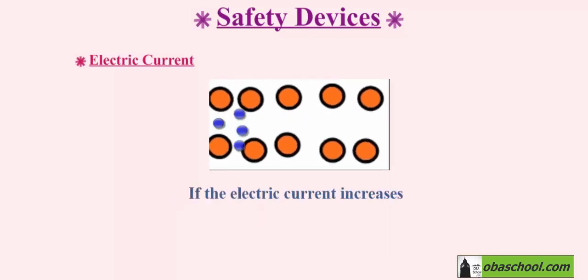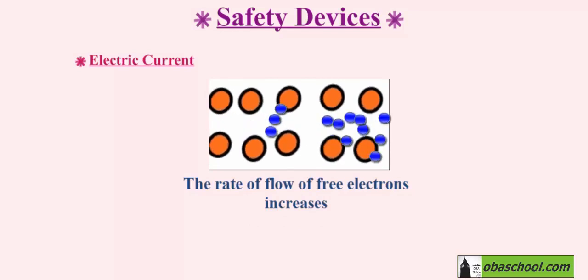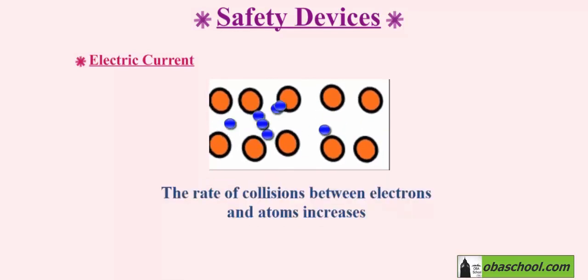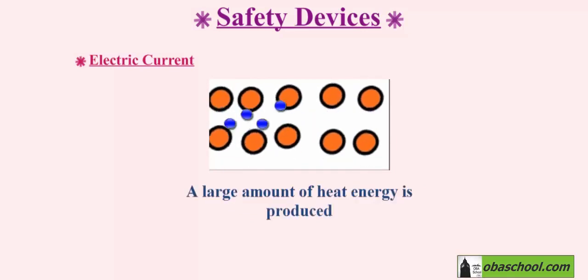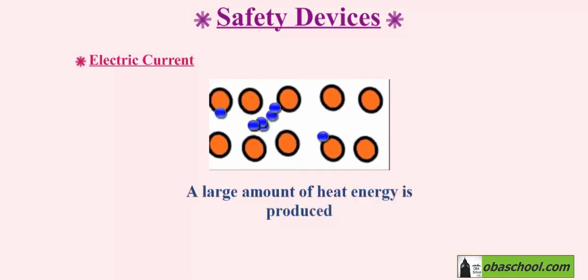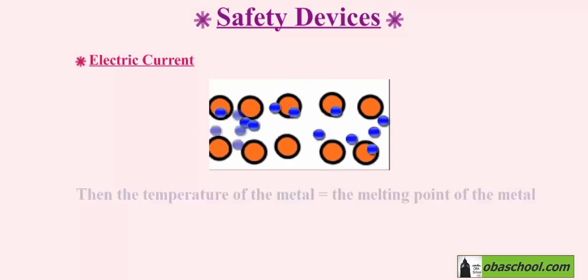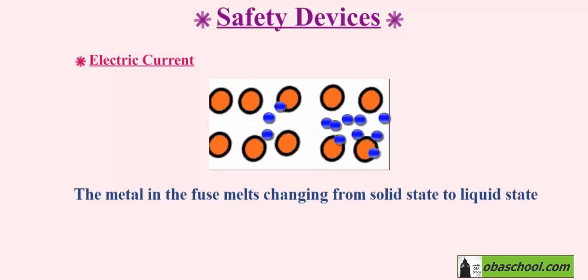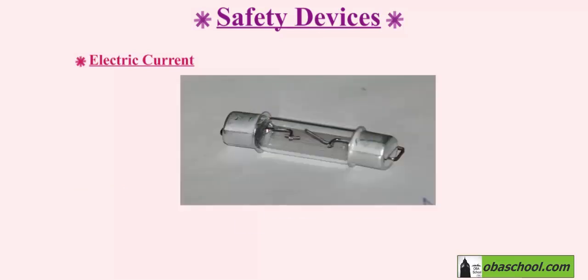If the electric current increases, the rate of flow of free electrons increases. The rate of collisions also increases, so the atoms will vibrate rapidly, and a large amount of heat energy is produced. Then the temperature of the metal equals the melting point of the metal. The metal in the fuse melts, changing from solid state to liquid state. Like you see here in this picture, this is a blown fuse.